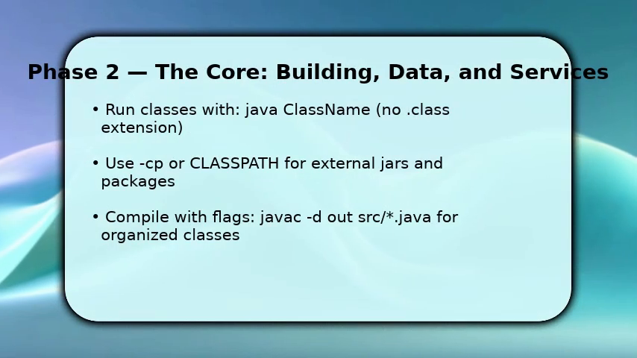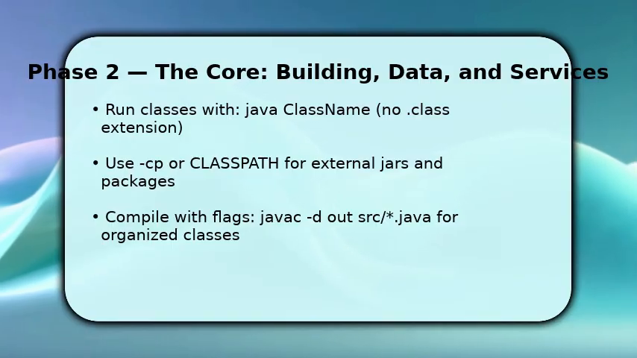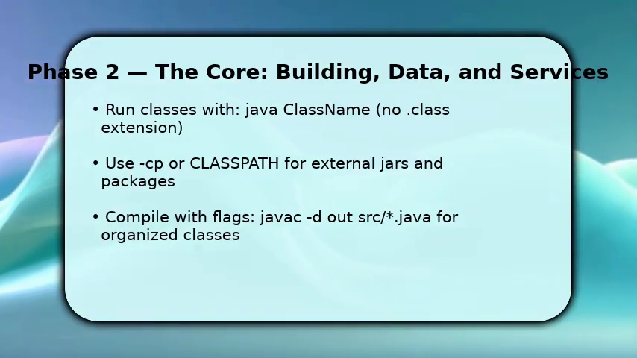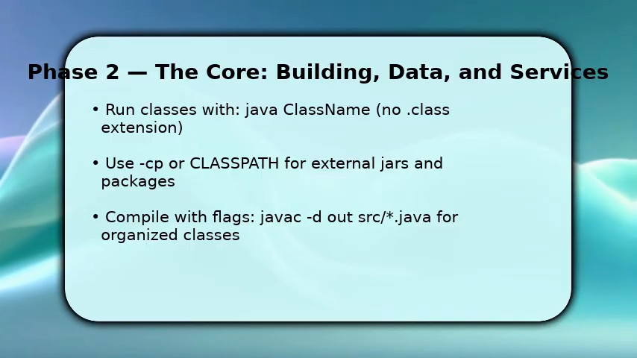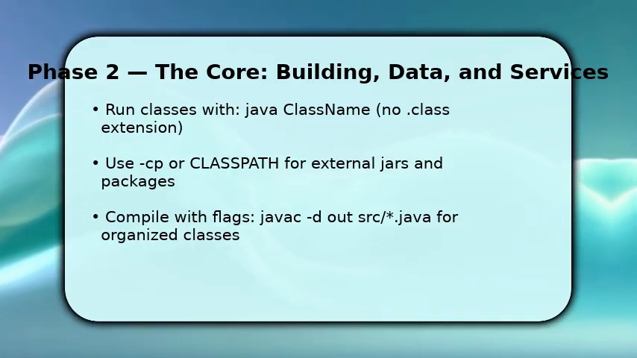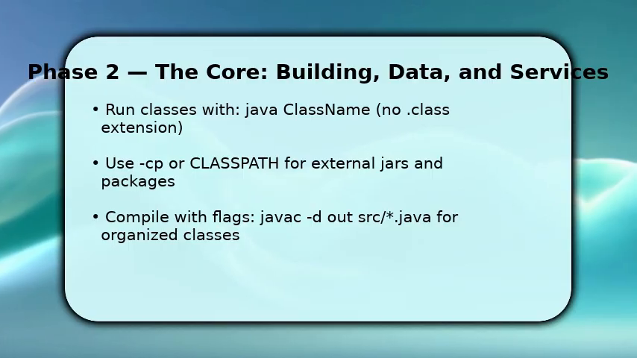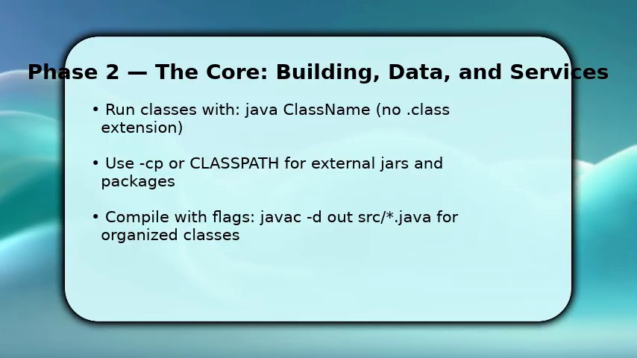You now handle class paths and execution details. Run a compiled class using java ClassName, do not include .class. If your code depends on jars, use java -cp lib/* MainClass or set the class path. This tells the JVM where to find classes.